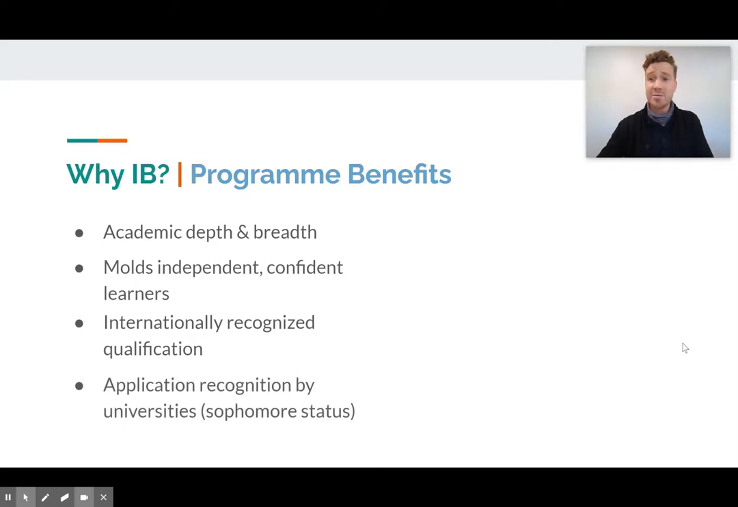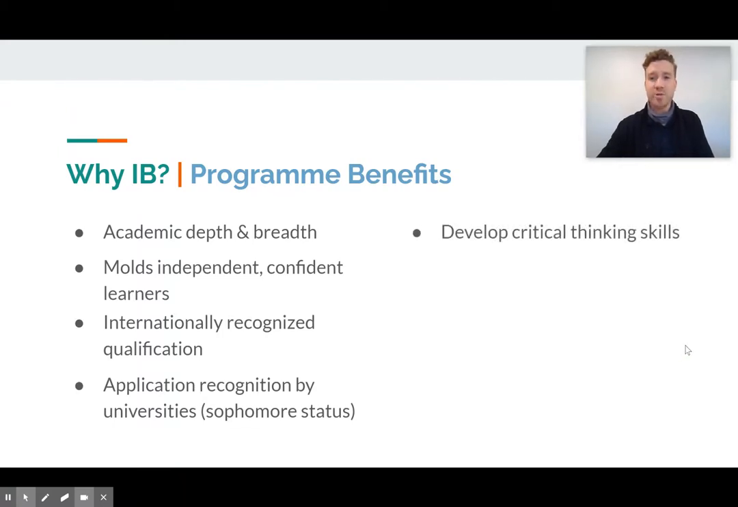Again, our IB students, given the rigor of their classes, are very well prepared for post-secondary work or school, wherever they are going. And we're seeing that this is instigating some application recognition by universities. Students who graduate from City and other IB schools are able to be accredited courses in universities, many of them often going in as a freshman with sophomore status.